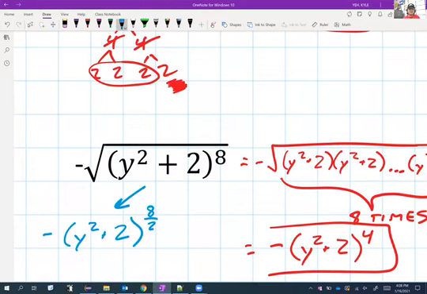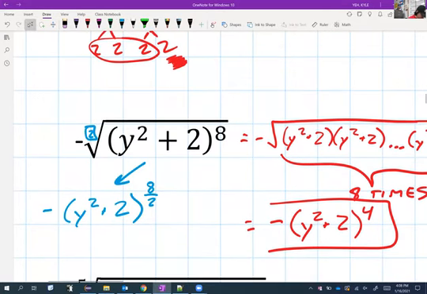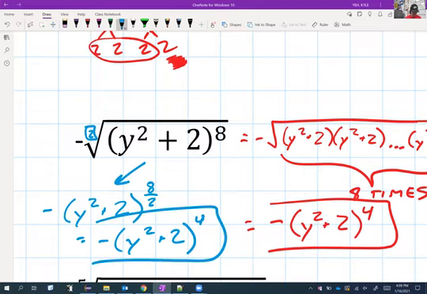Sometimes, some people prefer to think of this in rational exponents. What we started this video with, y squared plus 2 to the 8th over 2 power, because it's a square root here, we could convert it to that. And then, well, what is it? Then it's just negative, and simplify that fraction, y squared plus 2 to the 4th power.